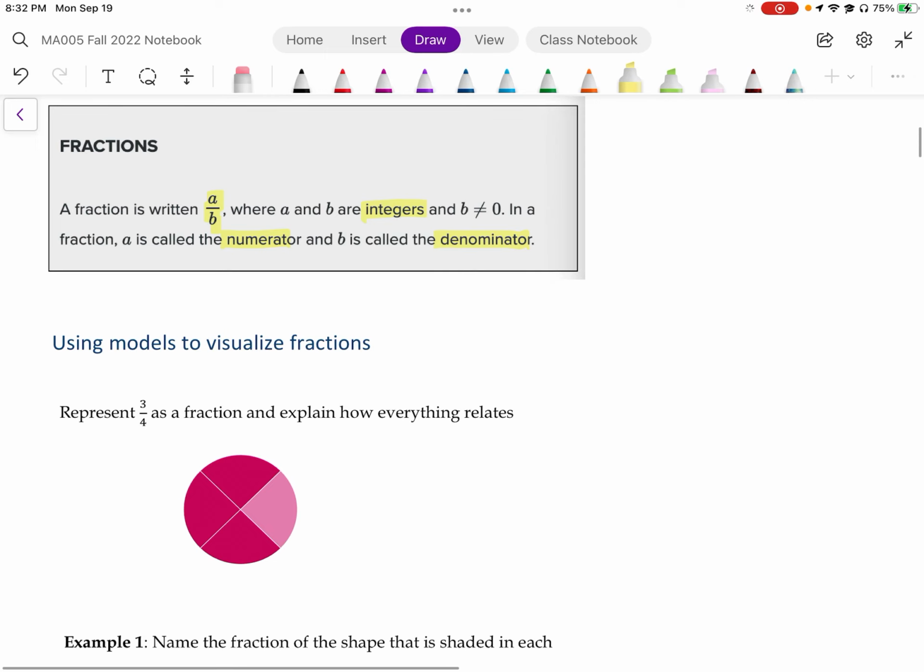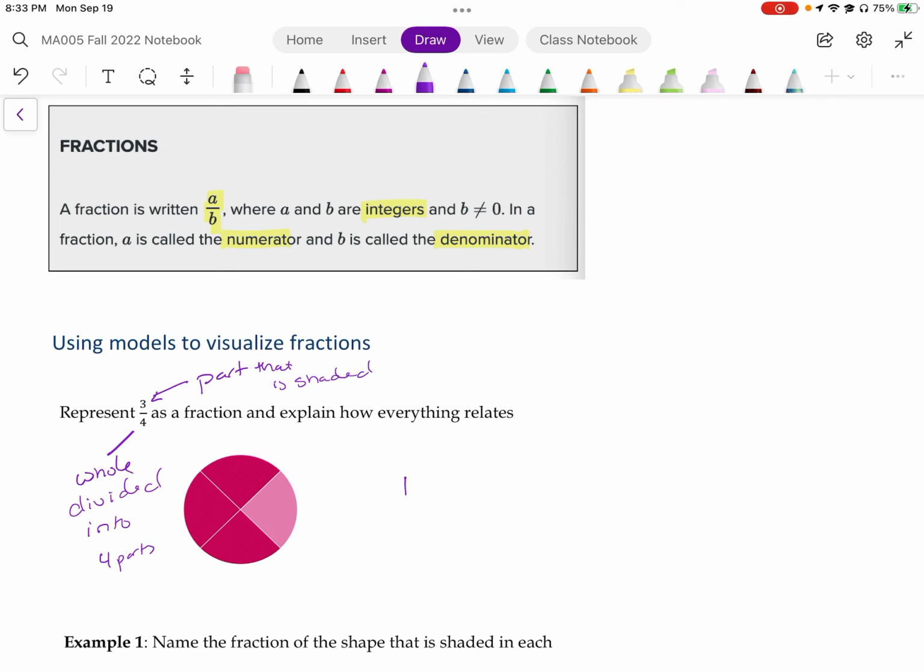All right, so we're going to use models to visualize fractions. So this is how we represent, right here, this is how we represent 3/4. So the 4 represents the whole thing is divided into 4 parts. Okay, and this is the part that is shaded. That's how we represent it.